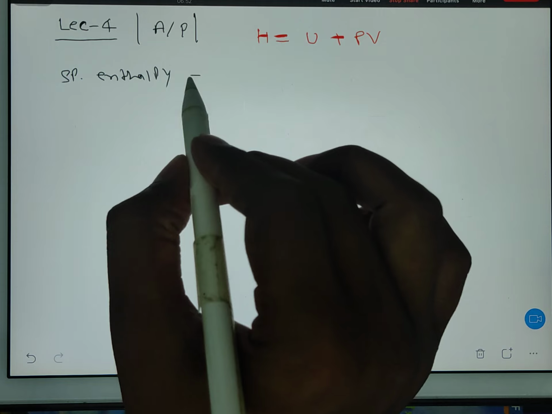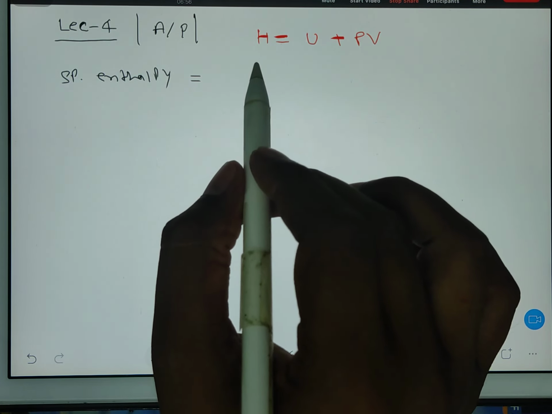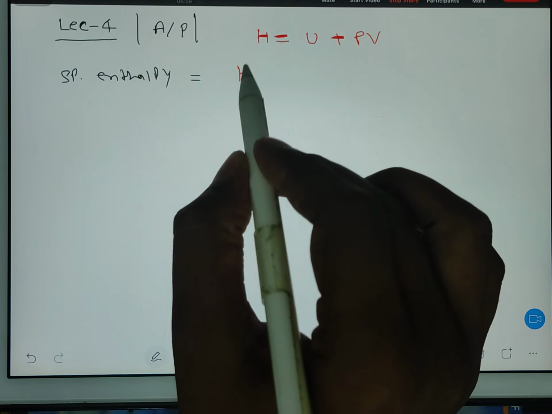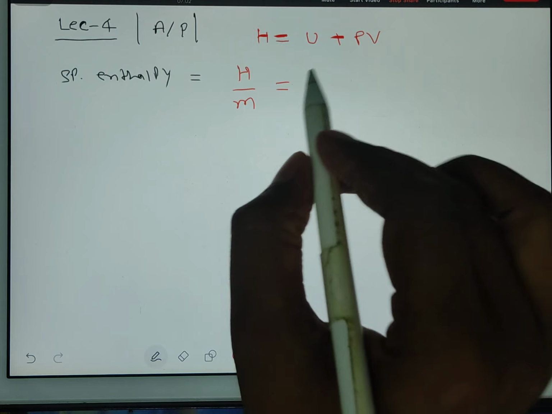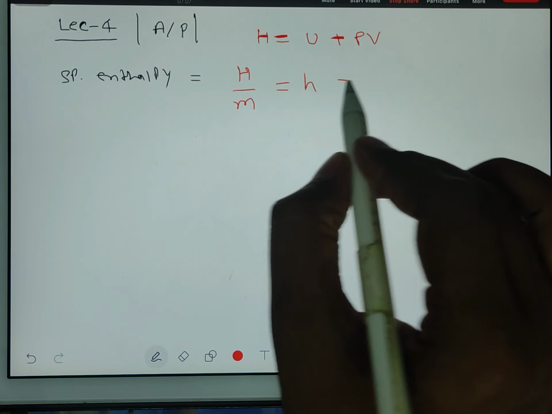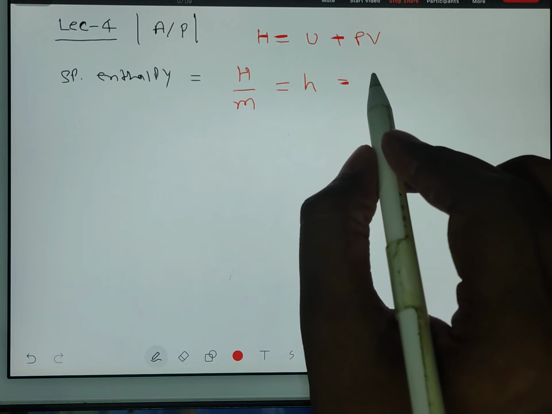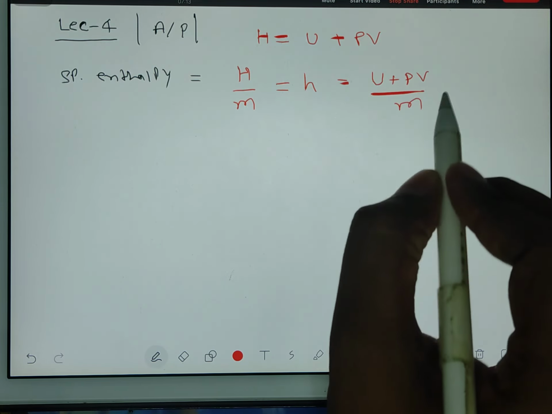So we have seen properties, how to convert them into a specific property. We will divide our total property by mass. So this will become your specific property. So this became your specific enthalpy. That is nothing but your total internal energy and PV when you divide by mass.